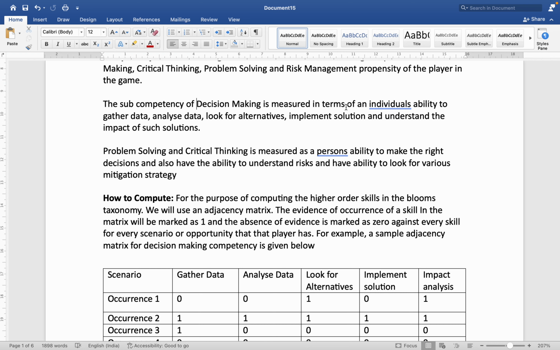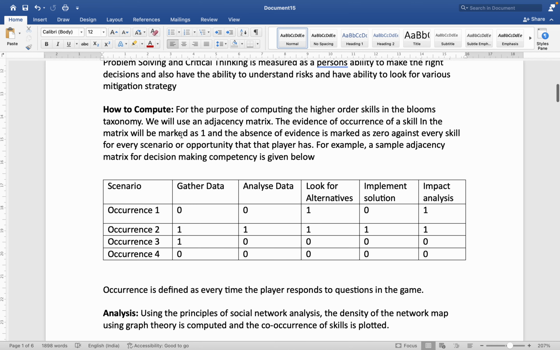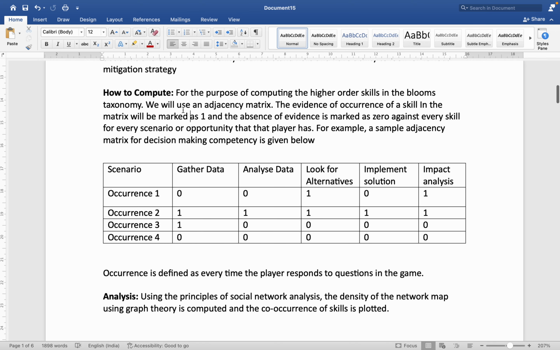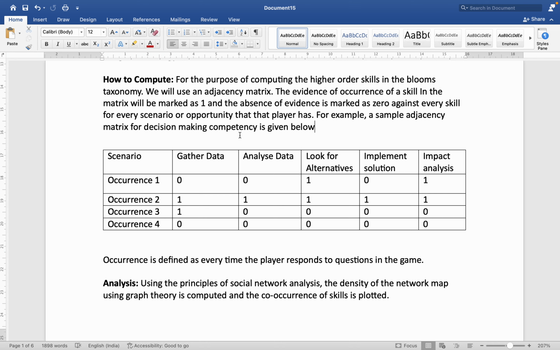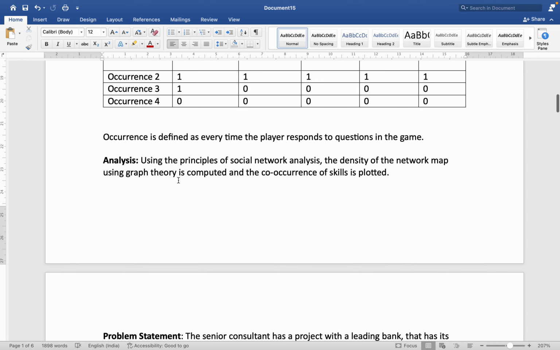For example, for decision making, through various research papers, we have found that it has sub competencies in terms of ability to gather data, analyze data, look for alternatives, implement solutions, and understand the impact of such solutions. What I'm asking the AI to do is to compute the adjacency metrics for every occurrence, where an occurrence is defined as every time the player responds to a question in the game. This is basically a task that gets presented to the player within the game, and for each occurrence we would start measuring the zeros and ones.